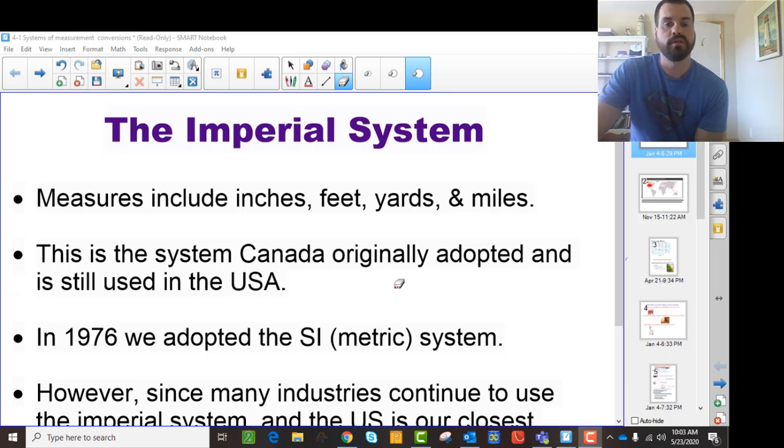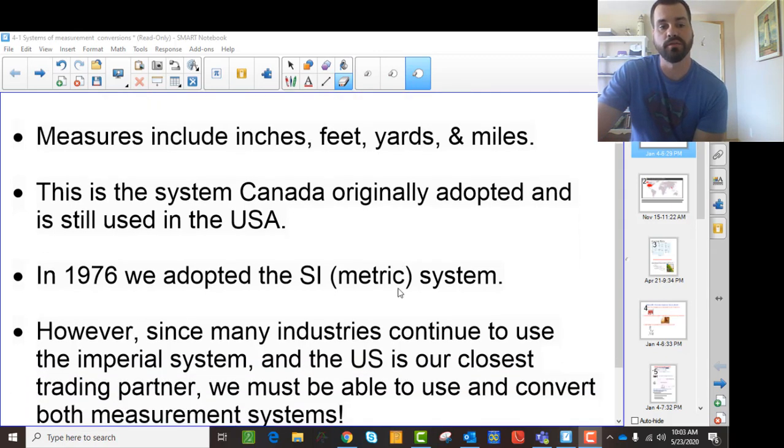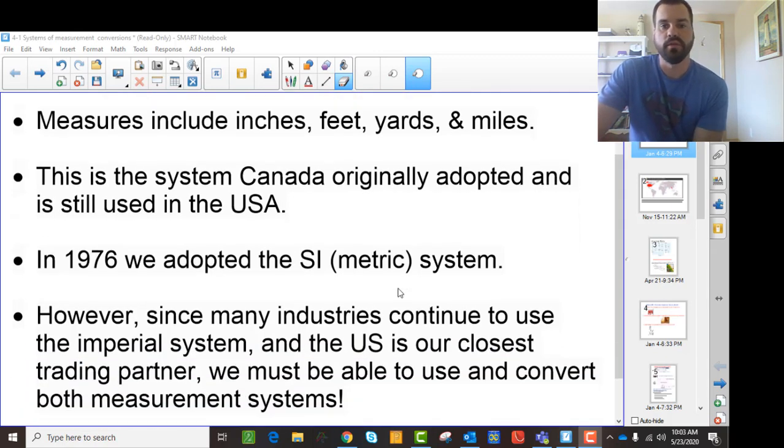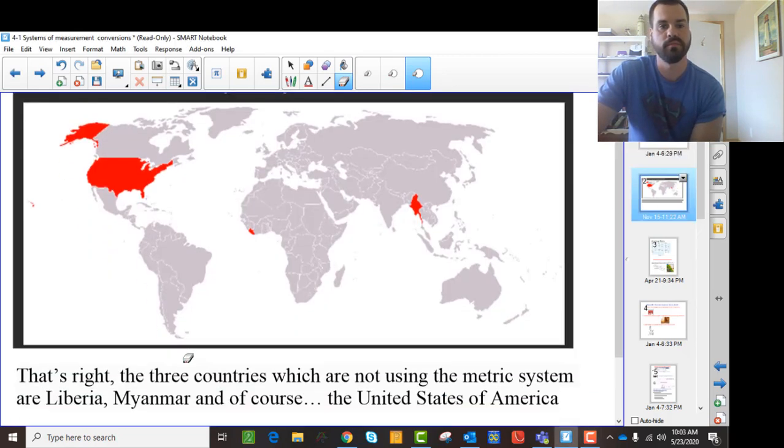All right. So because the US, which is our closest neighbor and our closest trading partner, uses the imperial system, and we use the SI system, along with most of the rest of the world. There's very few countries that actually use the imperial system. There are actually three: Liberia, Myanmar, and the United States of America. Those are the three that still use the imperial system. Everyone else uses the SI system.